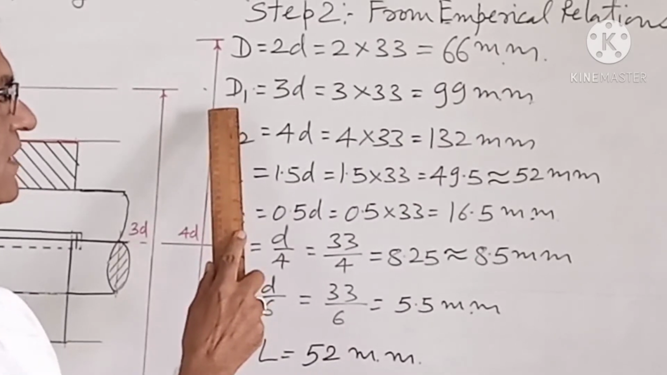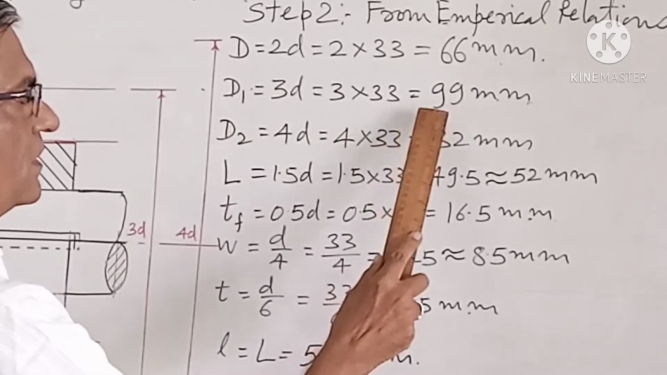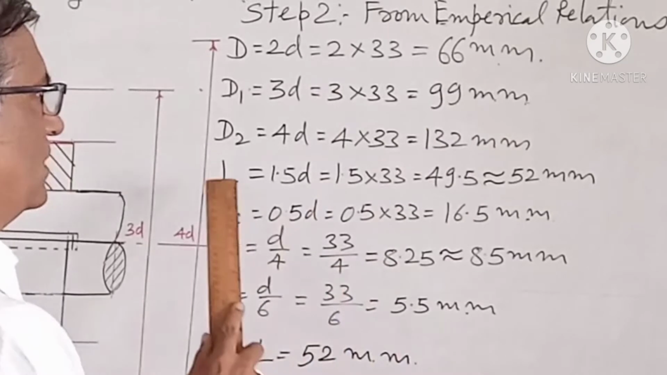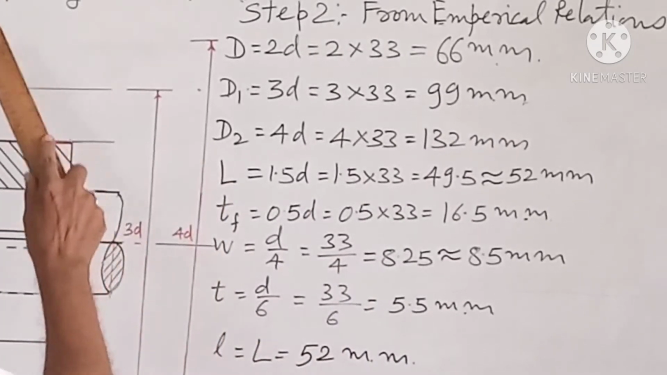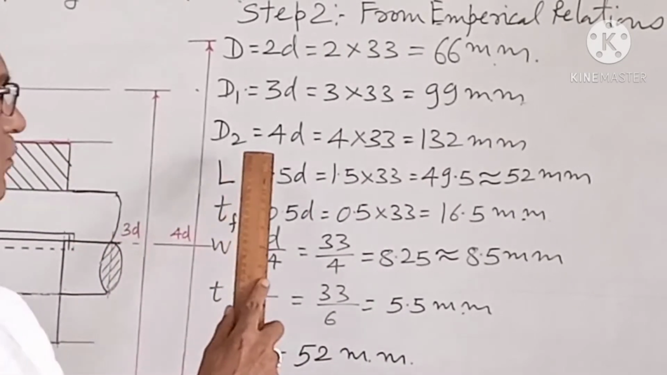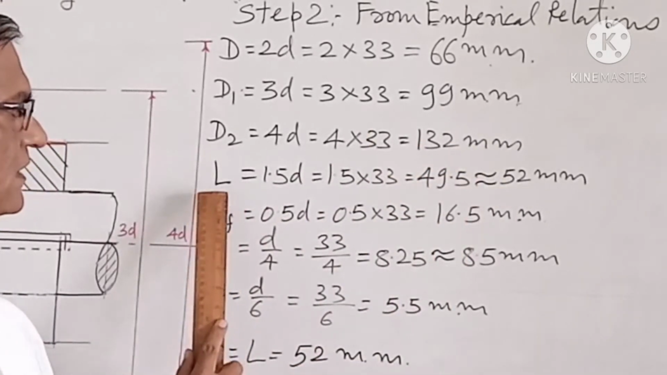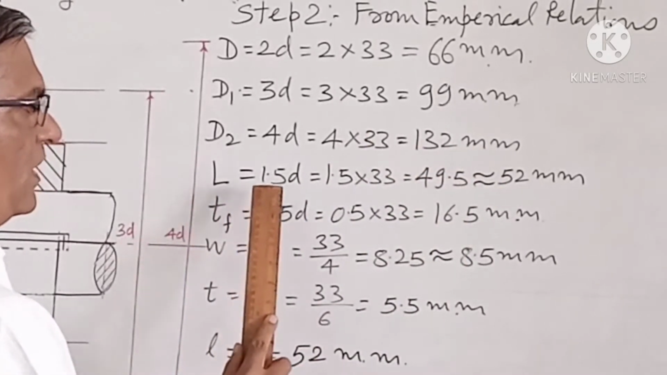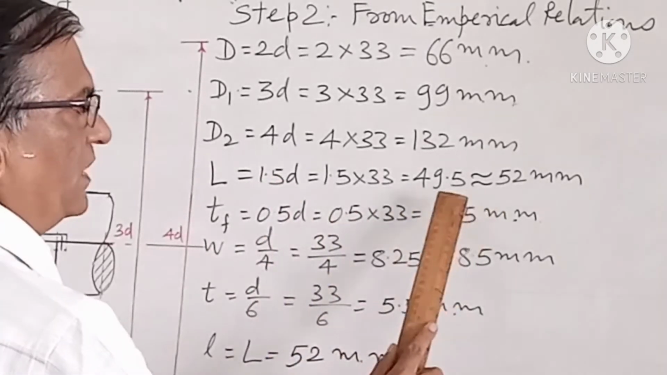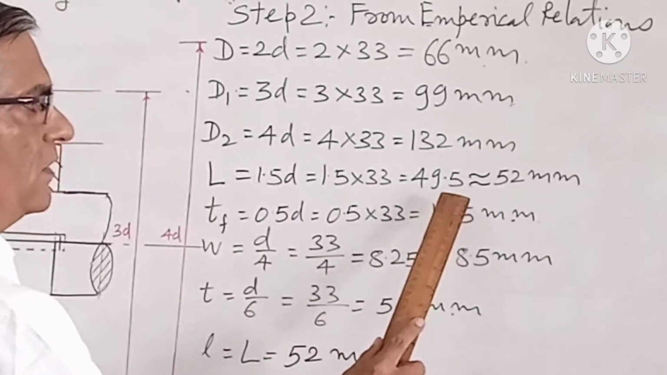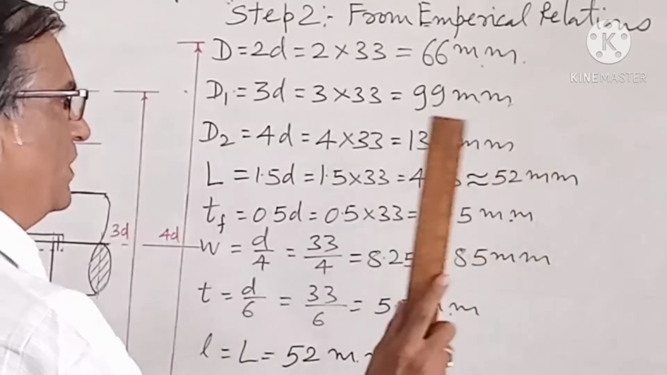D1, the pitch circle diameter, comes out to be 99 millimeter. D2, that is the outer diameter, equal to 4d, comes out to be 132 millimeter. L is equal to 1.5d, that comes out to be 49.5 millimeter. We will take 52 millimeter.